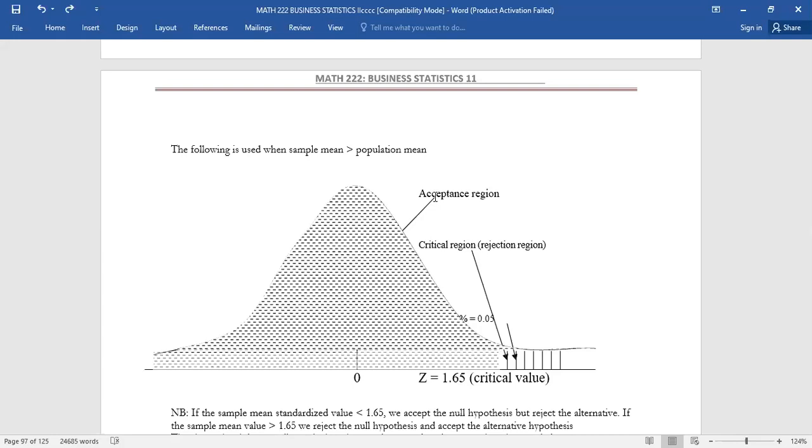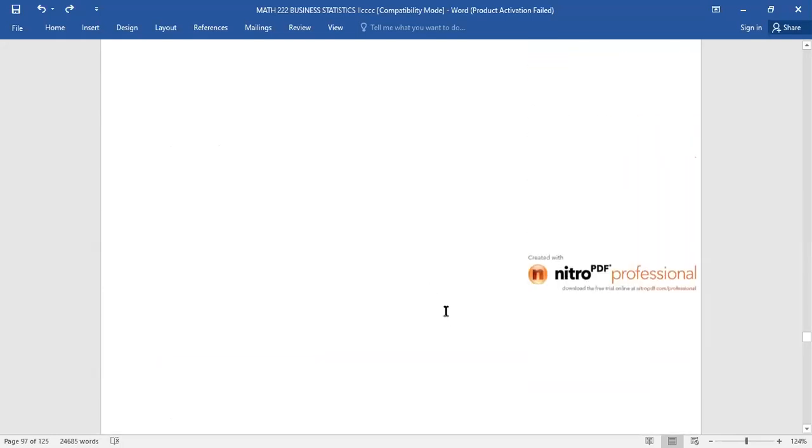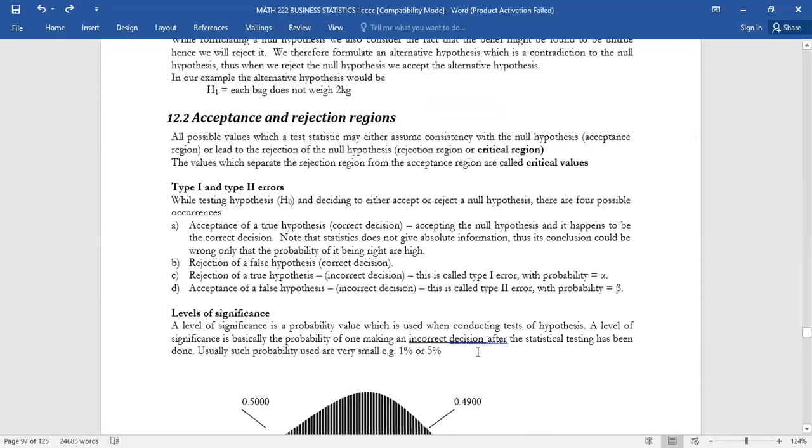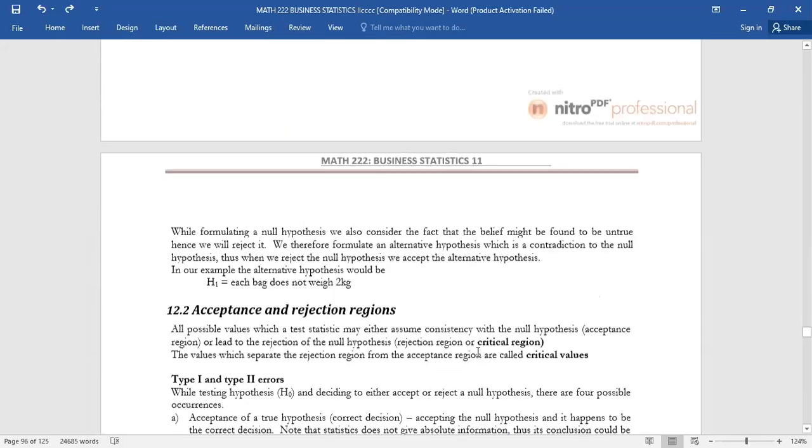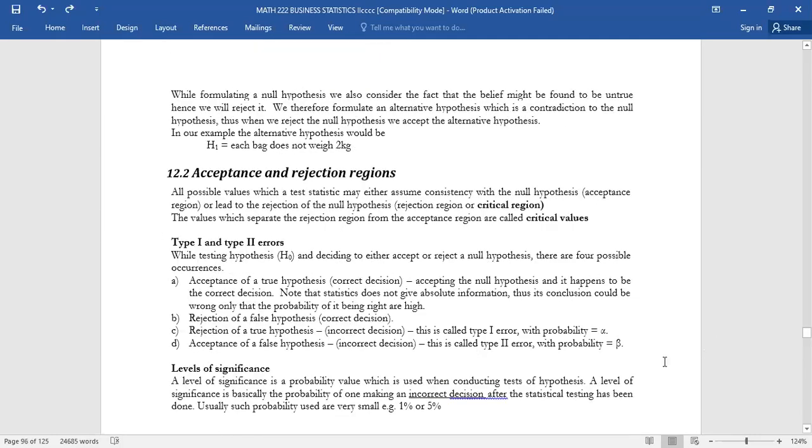Now they are denoted by, when we are talking of the type 1, in probability, we normally use the alpha. I think I have that information somewhere. Yeah, it's here. So we use alpha when it is type 1. We use beta when it is type 2.